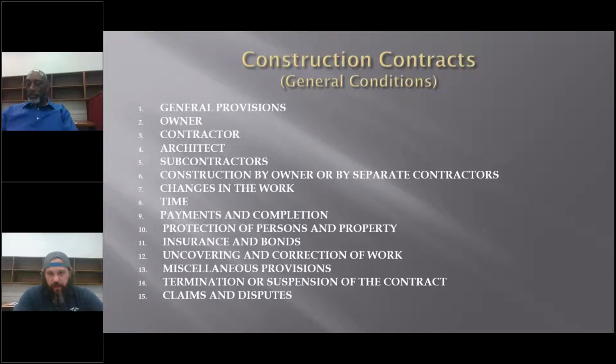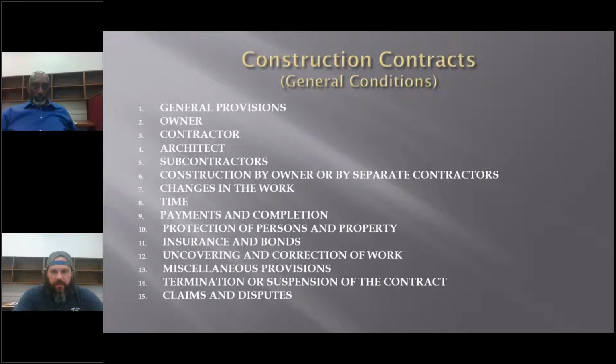Protection of persons and property, that has to do with the insurance sections. Sometimes they have different insurance liabilities that have to be adjusted. We just had a project where my personal policy had to go from a $1 million umbrella policy to a $2 million umbrella policy for one of these particular projects we were working on. Insurance and bonds related with that.